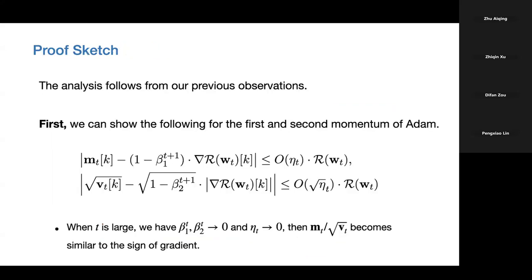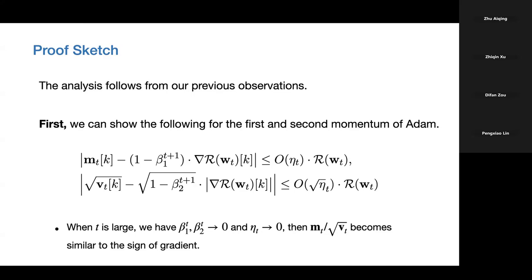So now we already have some results, and then I would like to briefly show a proof sketch. The first thing I need to mention is that, as I have mentioned before, we have some very good intuition: Adam will be very close to sign gradient descent. But in terms of analysis, we need to quantitatively characterize the difference between Adam and sign gradient descent.